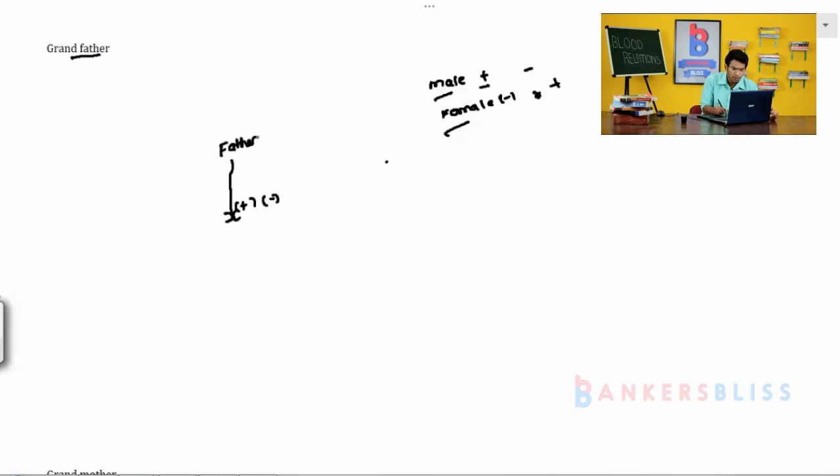Your father. First I go with the father. And your father has a father. That father is considered as a grandfather to you. Understanding? Grandfather: X as you, then you have the father, and your father has a father. That father is considered as a grandfather to you.